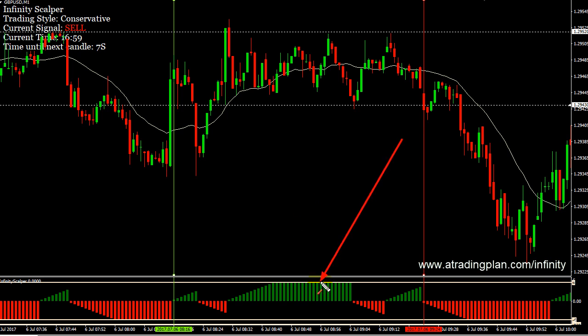Here is the indicator that comes with Infinity Scalper, right? You apply it to your chart, you authorize it, and trade it. What we're looking for is these turns in the histogram from red to green, green to red for our trades. This white line is a moving average that I have added.